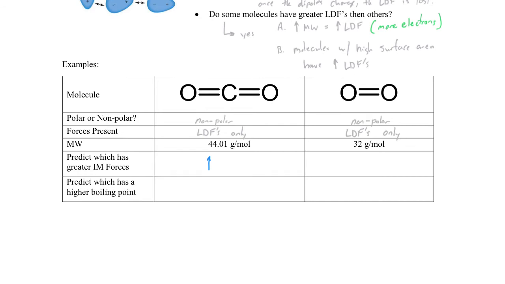Now, as I said earlier, we want to base the degree or the amount of London dispersion forces mostly on the molecular weight. So if we look at carbon dioxide, we see its molecular weight is 44.01 grams per mole. Now that's greater than the molecular weight for oxygen, which is only 32 grams per mole. So if we want to predict which one has the greater amount of London dispersion forces, of course we would pick carbon dioxide because of its greater molecular weight.